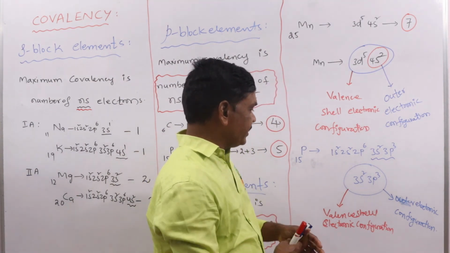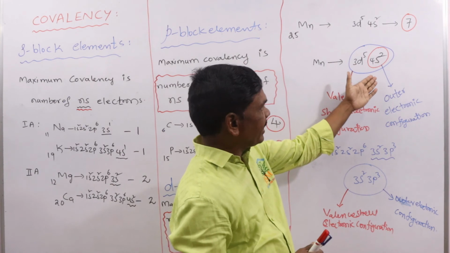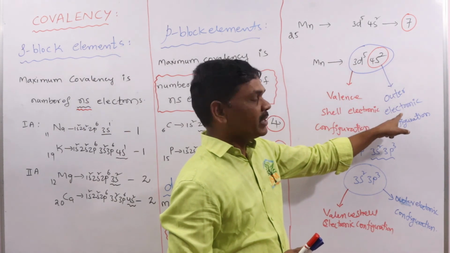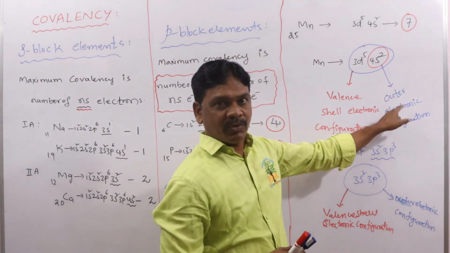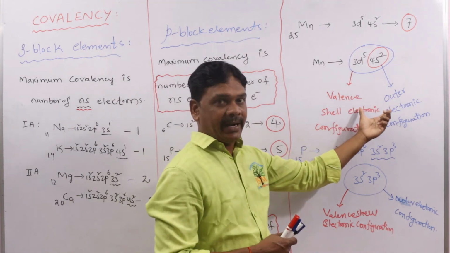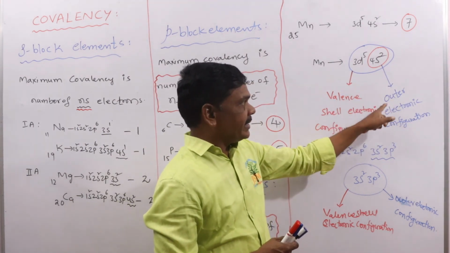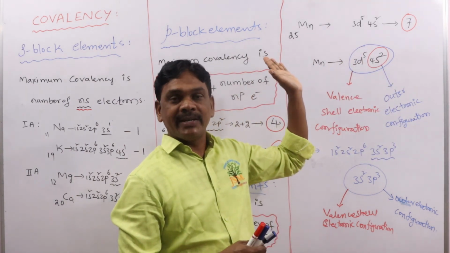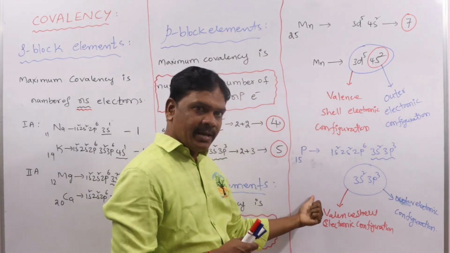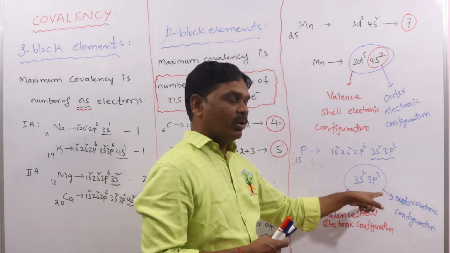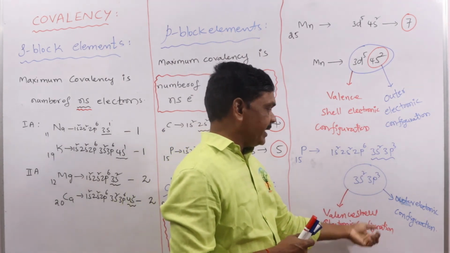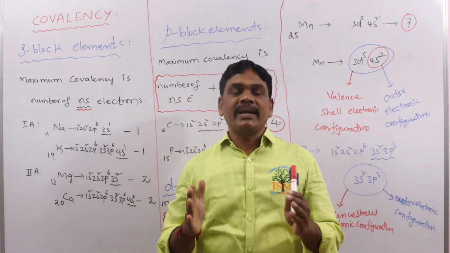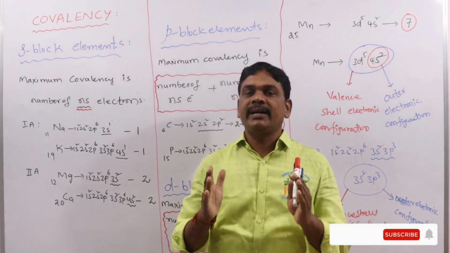This is the difference between a p block element and a d block element. In d block elements, the total is known as the valence shell configuration, and only the last part is known as the outermost electronic configuration. When we are doing questions, keep in mind what they are asking: either the outermost electronic configuration or the total valence shell electronic configuration. For s block and p block, it is both: valence shell electronic configuration and also outermost electronic configuration. So this is the maximum covalency of s, p and d block elements.